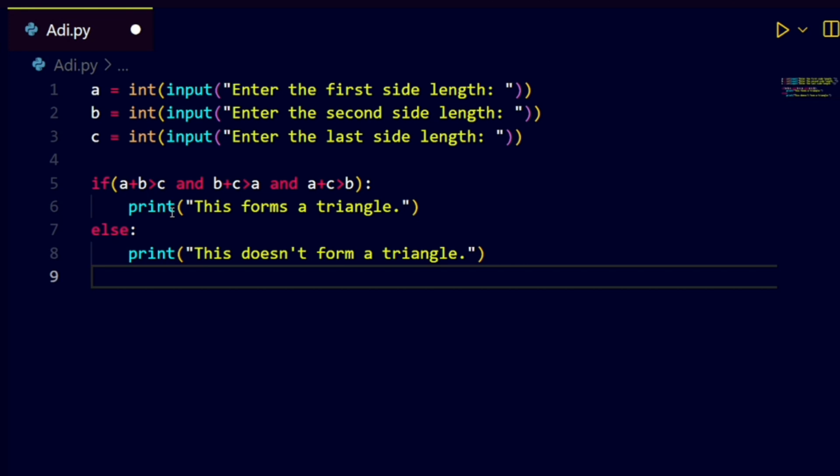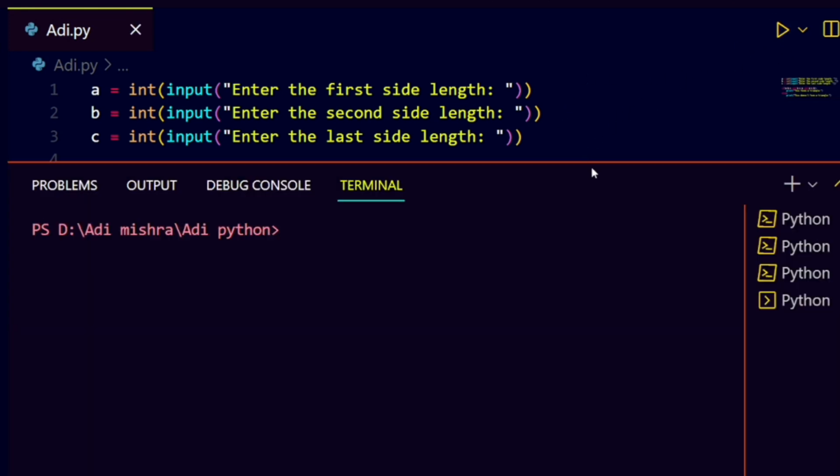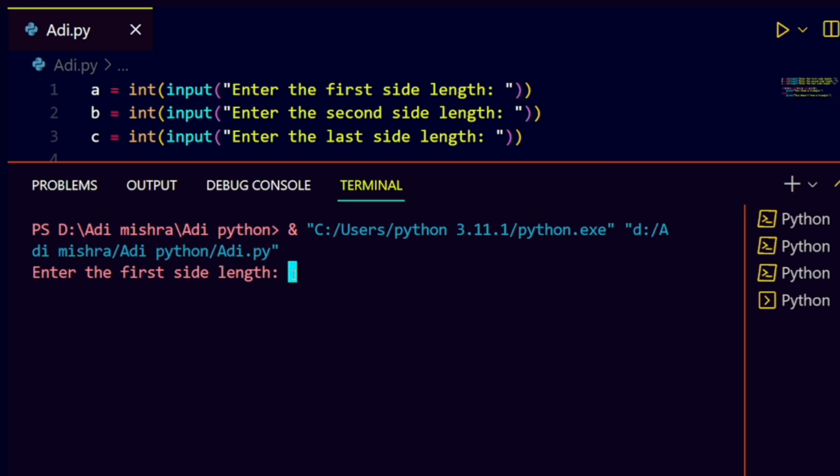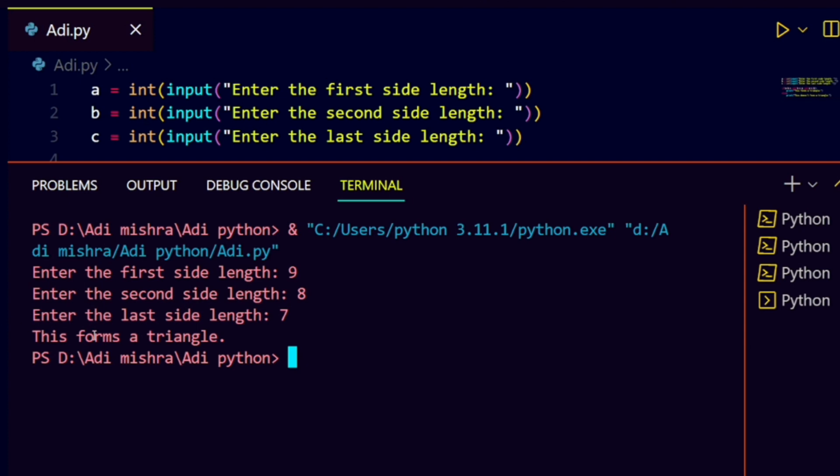Now it's time to test this program or run it. So let's see how this goes. So here we have it, this is ready. Enter the first side. Let's suppose the side is 9, another one is 8, 7. So this forms a triangle. I have entered these randomly.